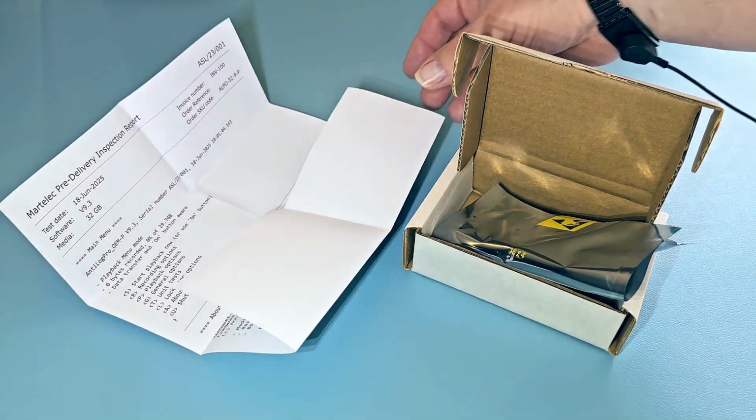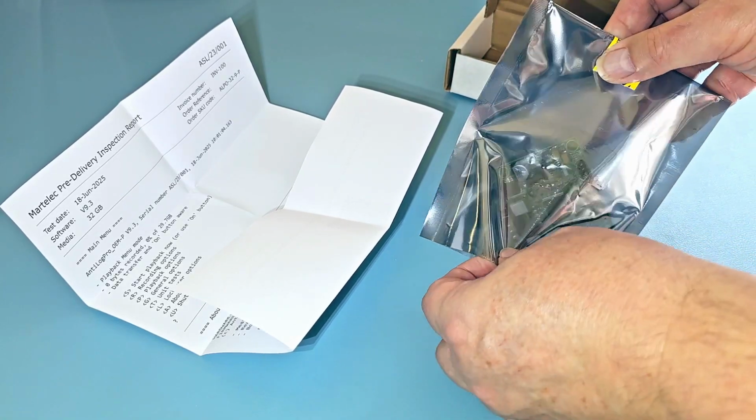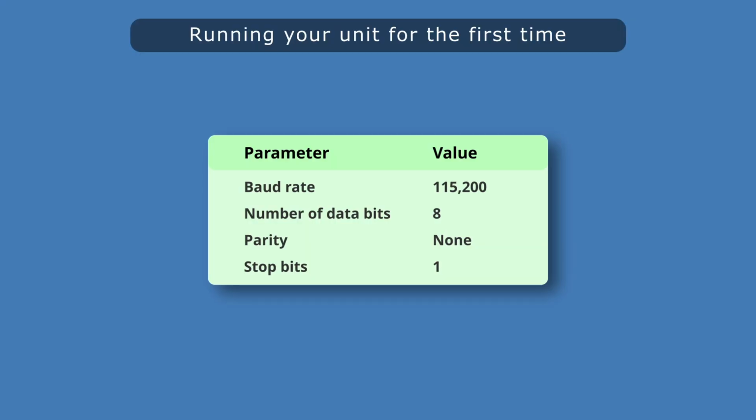From new, your AntiLogPro unit is configured to log a single channel of RS232 data as soon as power is applied. The default settings are 115200 baud, 8 bits, no parity, and 1 stop bit.